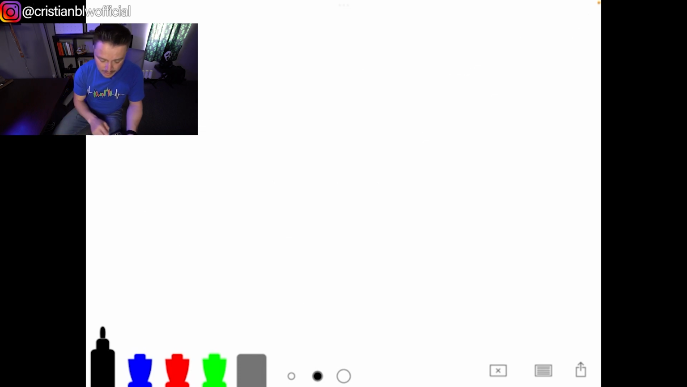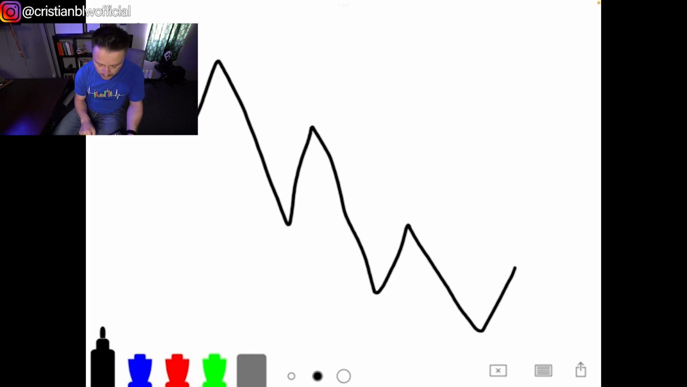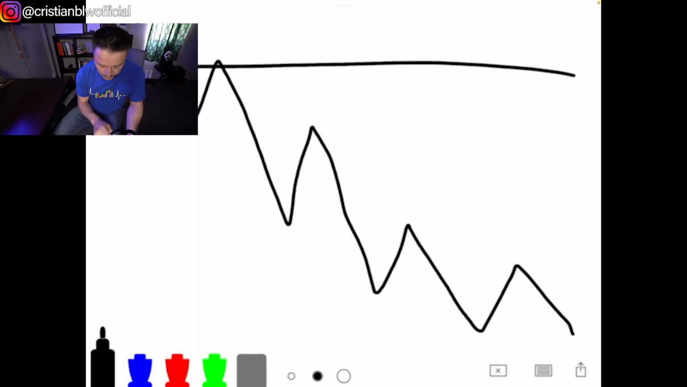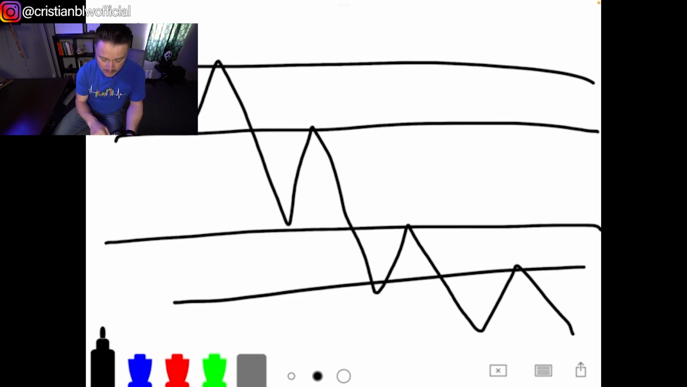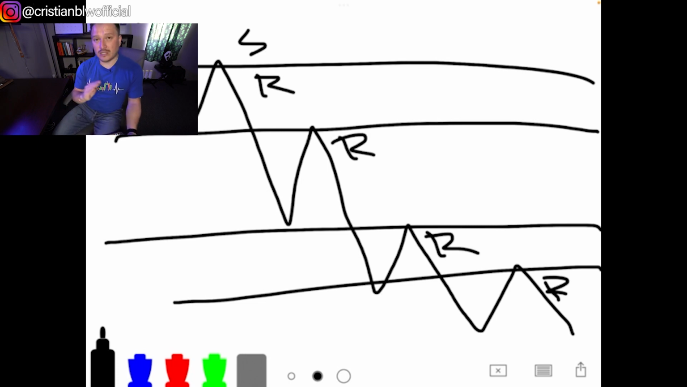How would we identify a downtrend? Well, it's going to be the exact same thing, but with different levels. Obviously, I'm drawing a perfect chart. It doesn't always happen like this, but this is an uptrend. Now, this was a support line, it was broken. It became a resistance. Then this one was broken. It became a resistance. Then this one was broken, resistance, and resistance.